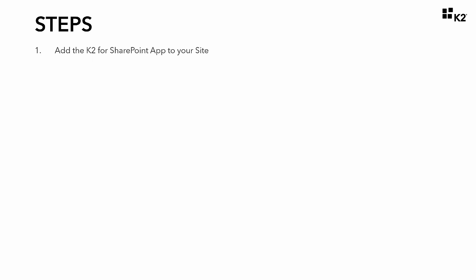The first thing that you need to do when building a K2 application is add the K2 app to your SharePoint site and then configure it. In step 1, we will perform this task as well as add the K2 work list app part to the landing page of the site so that users can see their list of K2 tasks. Okay, let's go ahead and get started with that.